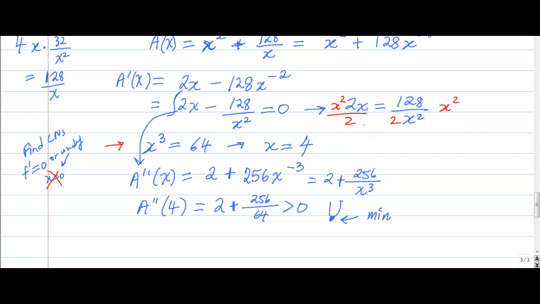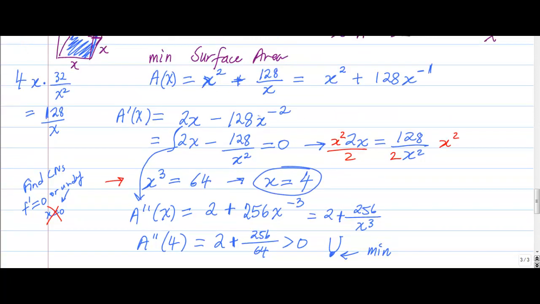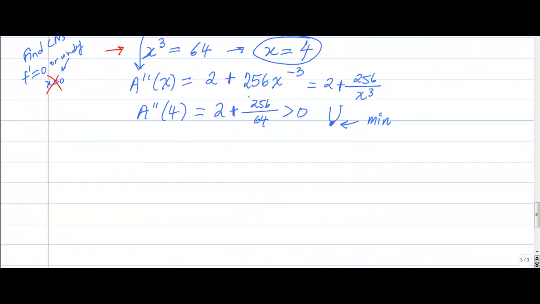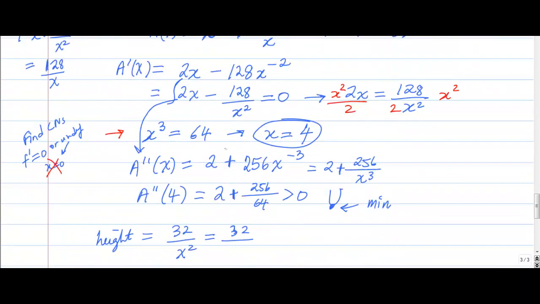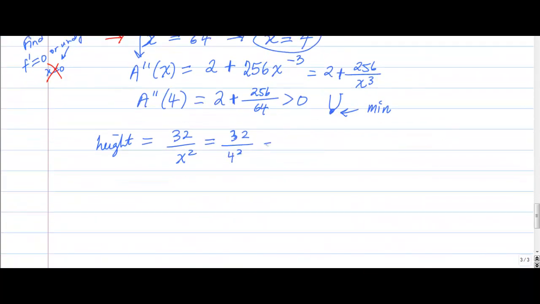Okay, so x equals 4 is our side of the base. So then what's our height? Height was 32 over x squared, which is 32 over 4 squared, which is 16. So that gives me 2. Okay. So the dimensions of the box are going to be 4 by 4 by 2. So that's our length, that's our width, and that's our height.